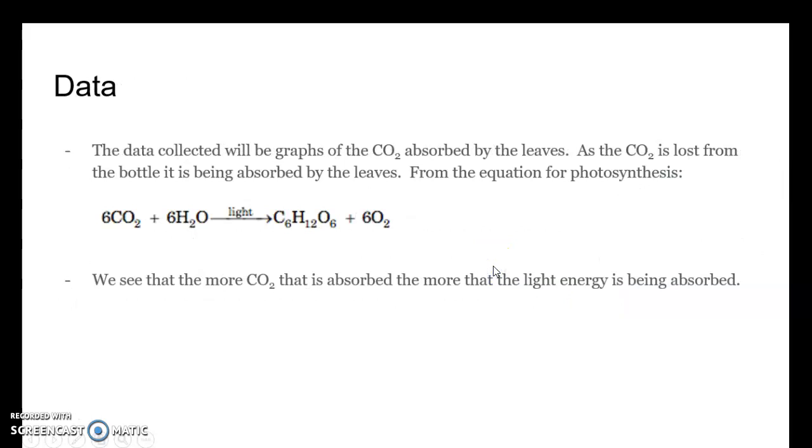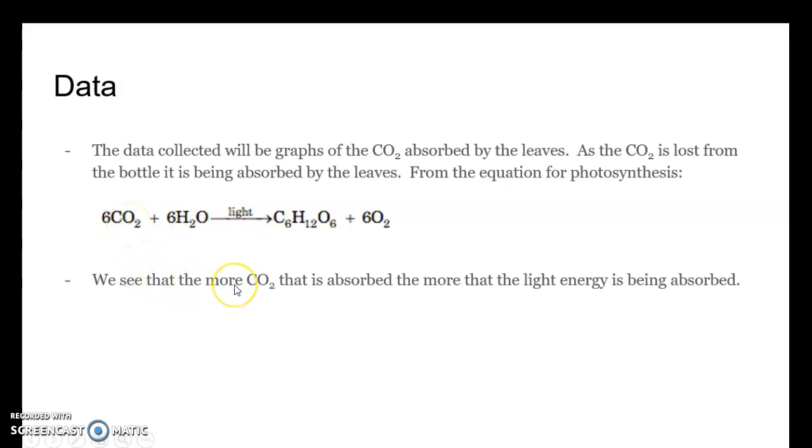The data we collect will be graphs of the CO2 absorbed by the leaves. As the carbon dioxide is lost in the bottle, it is being absorbed by the leaves from the equation for photosynthesis. So as CO2 is absorbed due to the light, it will disappear. So we expect those numbers to go down.